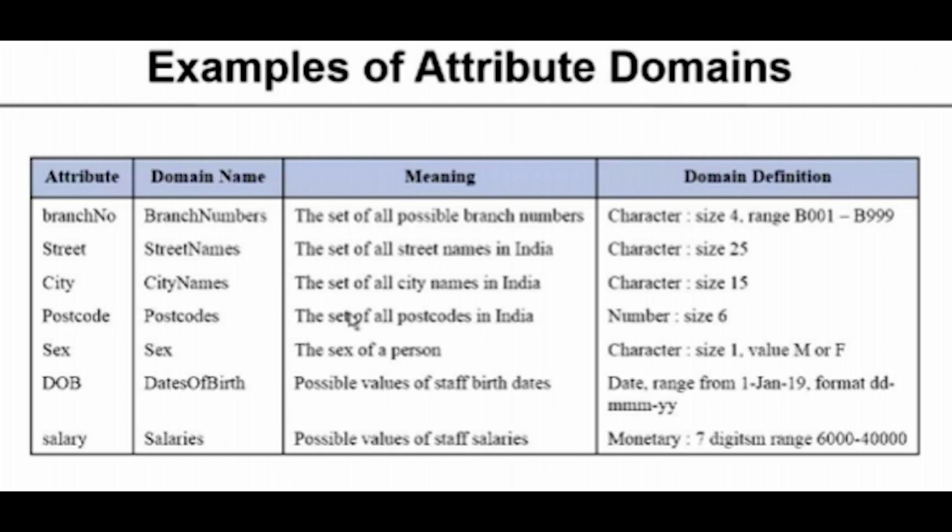A critical thing to note about its domain is its constraint, which states that the value of each attribute type must be atomic and single value. This is going to be tied to first normal form, which we'll talk about in a later video.